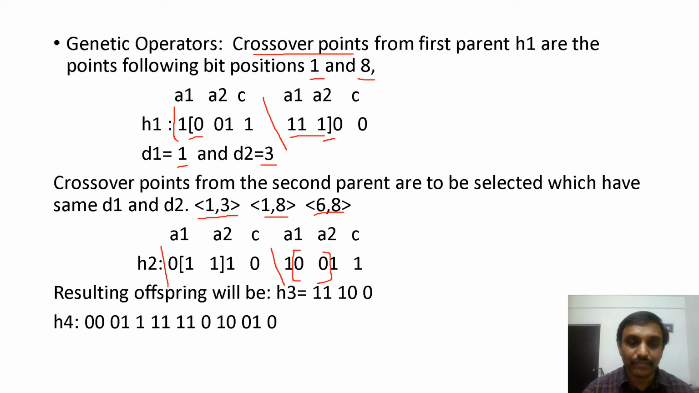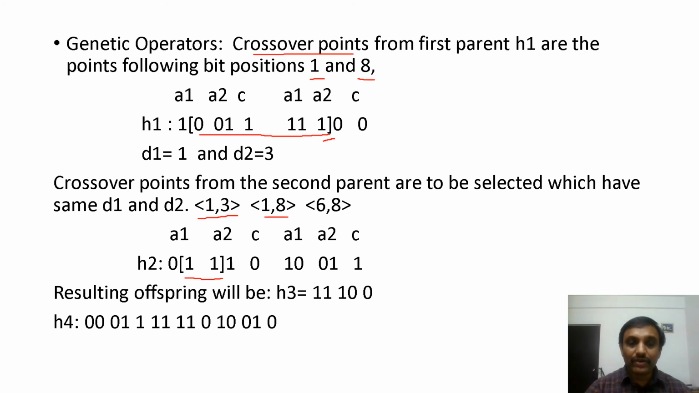For our example, we have considered 1 3. So that one is shown here. That is 1 3 we considered. So here this is the mask we consider. Here we are using a 2-point crossover mask.